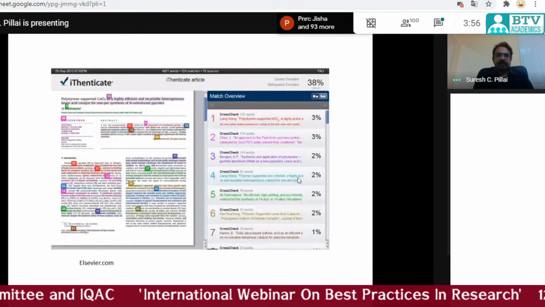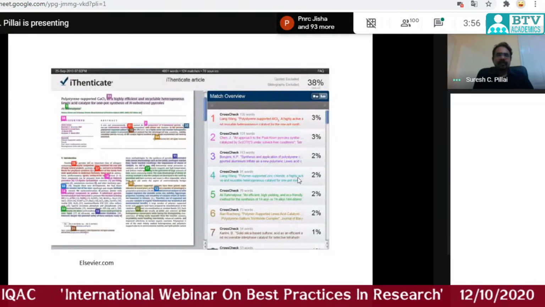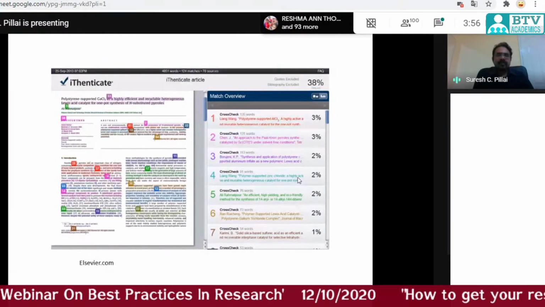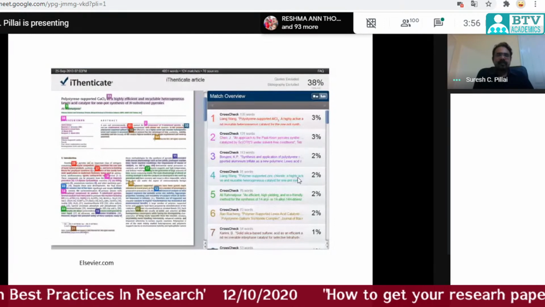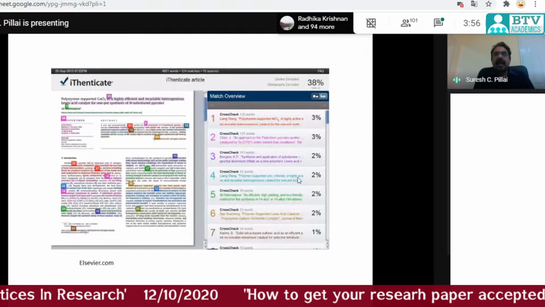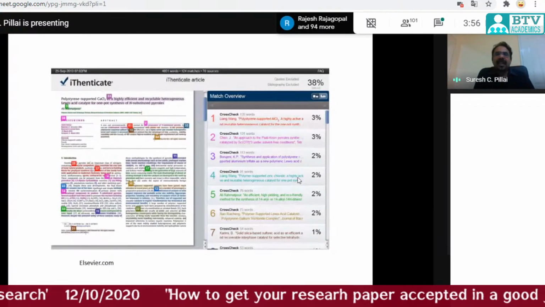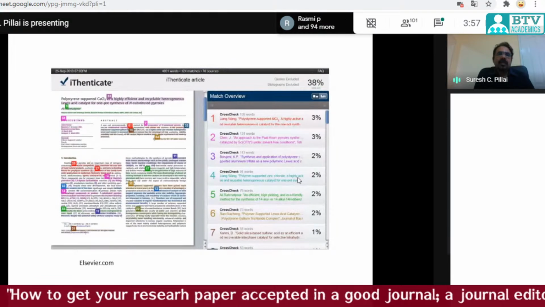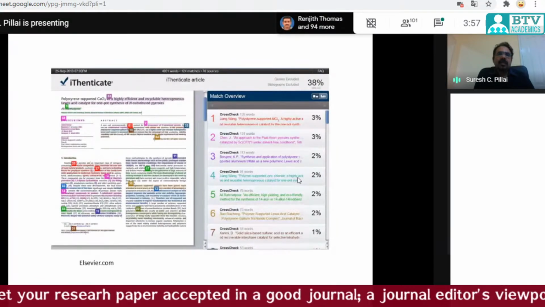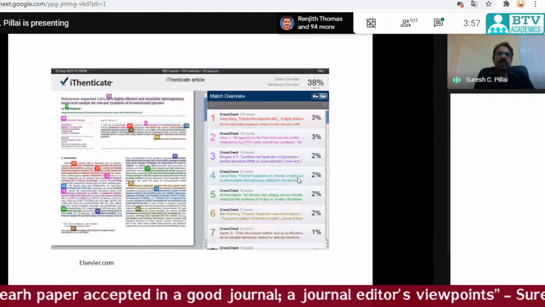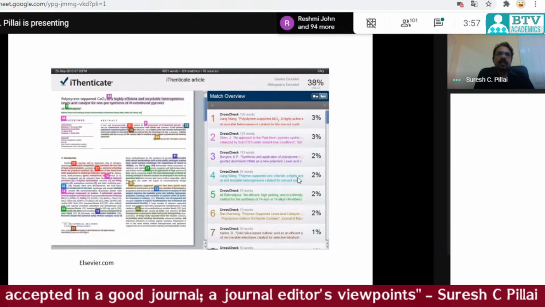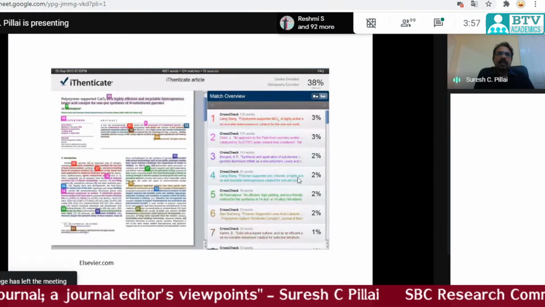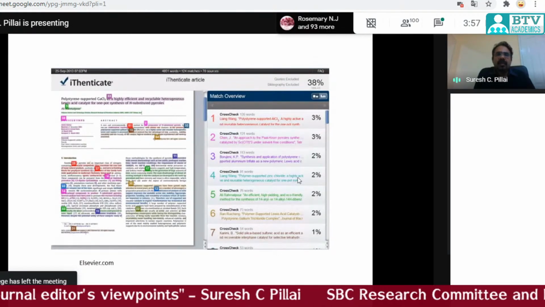Okay, as an editor, this is what I look into in the journal portal first. What is the similarity? The Authenticate report will tell you exactly where it was copied. So you can see that in this particular paper, 3% was copied from somewhere, and another 3% was copied from another journal, 2% was copied from another journal, like that. So the editor will know where exactly it was copied using Authenticate.